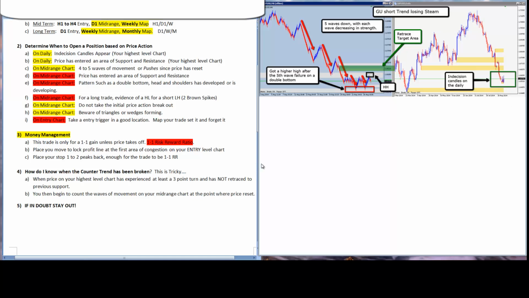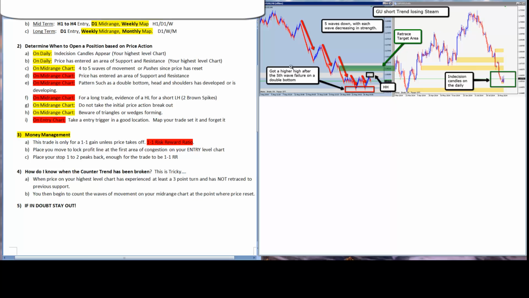The second one, B, in this case, was not the case because price had not entered, on the daily, an area of support and resistance. The next area of support and resistance was this box here. We did break an area of support and resistance, so this one failed. All the ones I have in yellow are not deal breakers. These are not ones that, if this doesn't exist, that doesn't mean I won't take a counter trend trade. If these are all aligned, then it just gives more power to your counter trend trade.